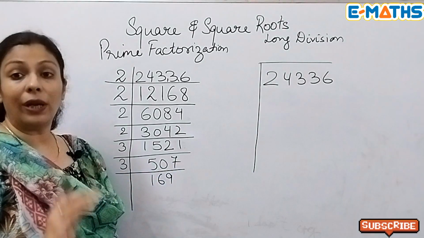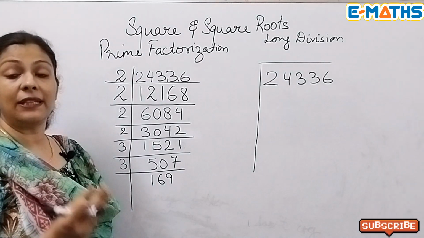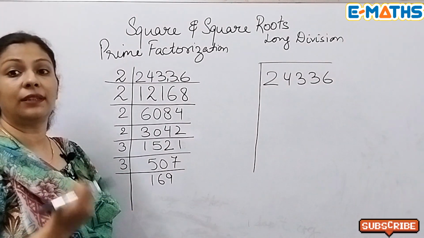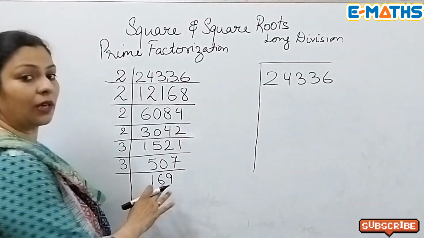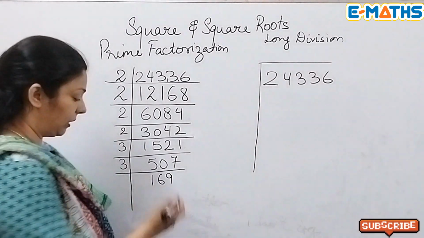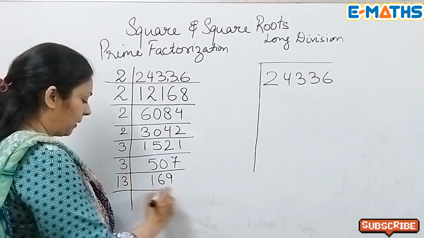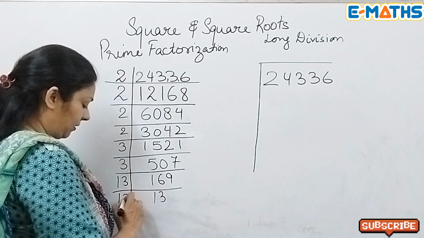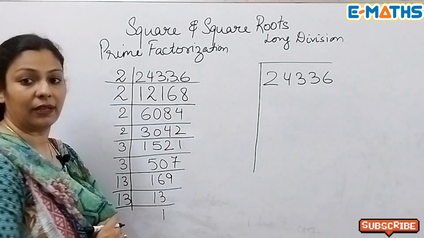Now one more thing that you need to keep in mind is to at least learn squares till 30, so that if such a number comes, you can immediately make it out. Okay, 169, this will definitely go by 13. And 13 thirteens are 169, and then 13 ones are 13.